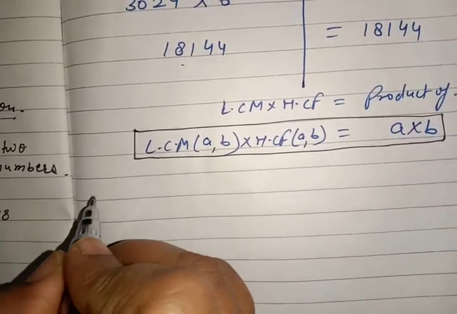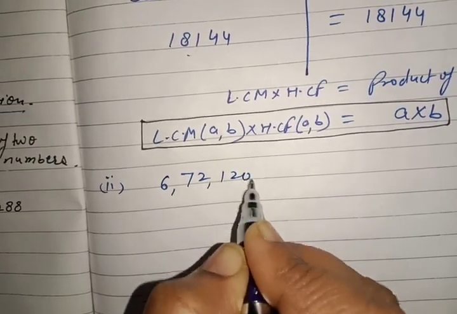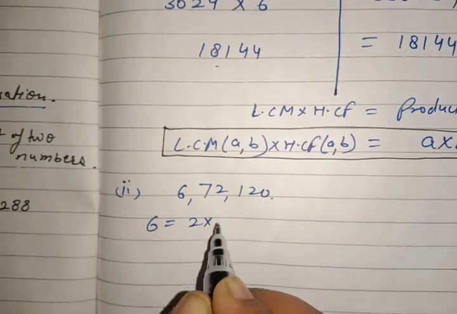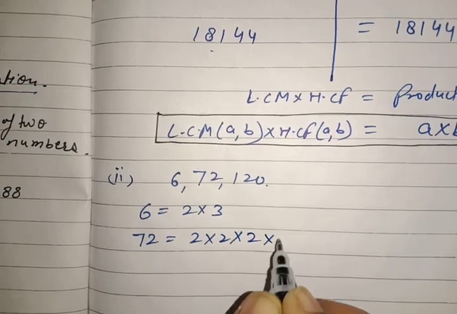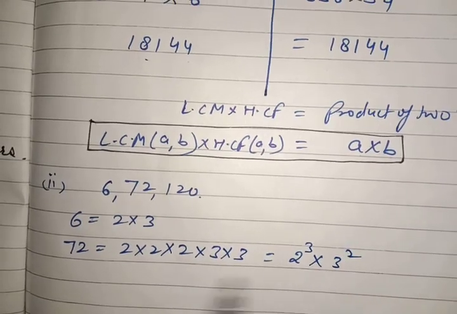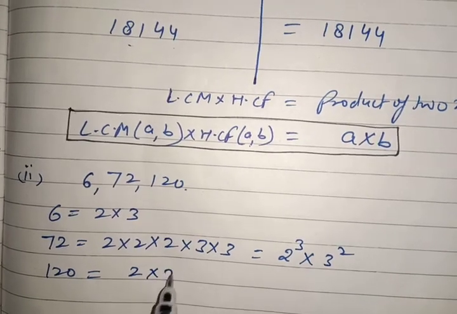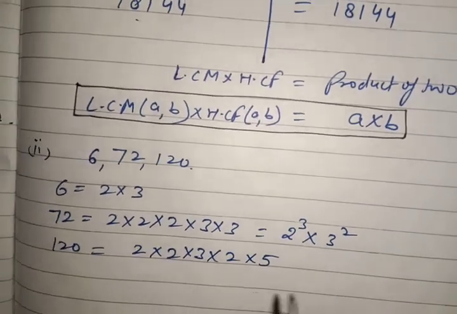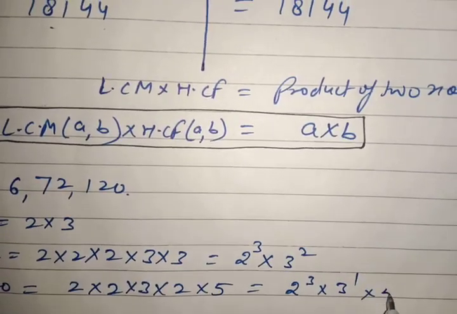Okay, if I take one more question, 6, 72 and 120. Now I am taking three numbers. If you find the prime factors of 6, it is 2 into 3. The prime factors of 72 are 2 raised to power 3 and 3 raised to power 2, and the prime factors of 120 can be written in powers as 2 raised to power 3, 3 raised to power 1 and 5 raised to power 1.